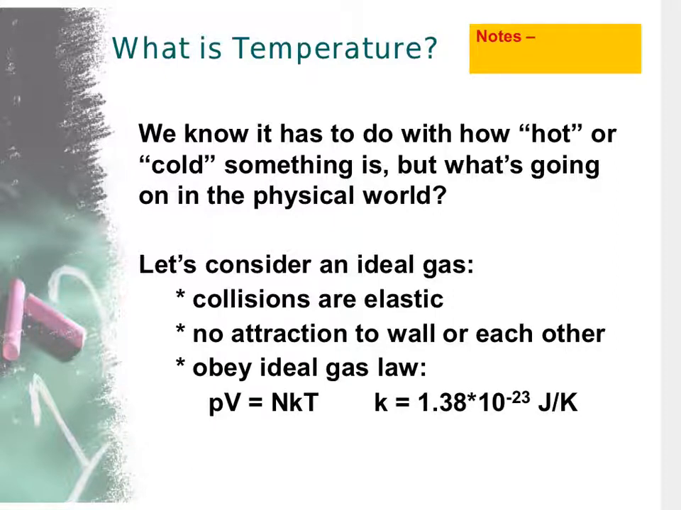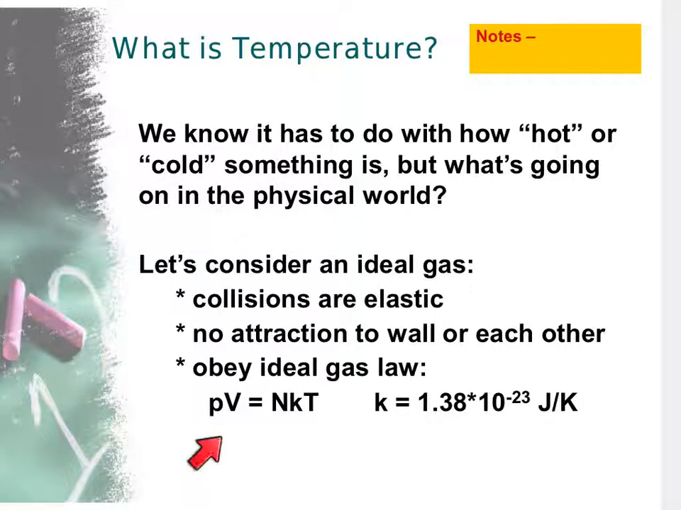And the easiest way for me to do that is to consider how an ideal gas behaves inside of a box. So let's consider an ideal gas. Its collisions are elastic, which means we don't lose energy between collisions of molecules in an ideal gas. We have no attraction between the gas molecules and the wall, or the gas molecules and other gas molecules. And they obey what's called the ideal gas law, which you may remember from chemistry. I have given a probably different form than what you learned in chemistry.